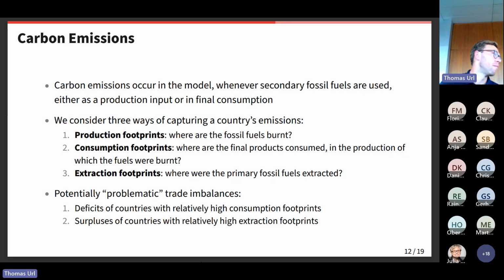Because the transport mode is part of the used intermediates to produce a good, it's accounted to the consumption footprint. Trade imbalances are potentially problematic because of deficits of countries with relatively high consumption footprint, when you think about the US, for example, and surpluses of countries with a relatively high extraction footprint. So therefore, we think it's interesting to look into these three different accounting measures.